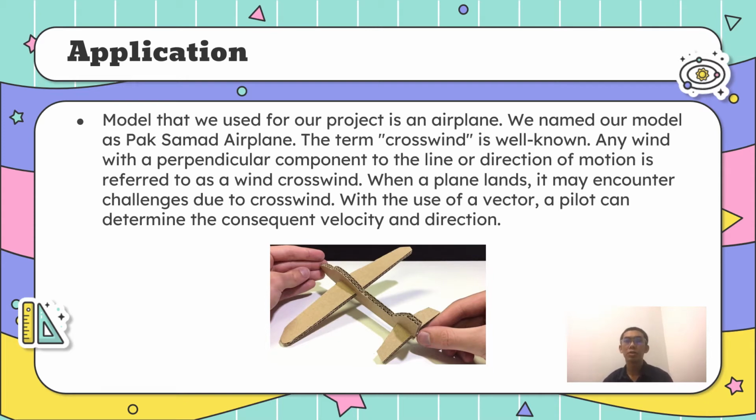The term crosswind is well known. Any wind with a perpendicular component to the line or direction of motion is referred to as a crosswind. When a plane lands, it may encounter challenges due to crosswind. With the use of a vector, a pilot can determine the resultant velocity and the direction.